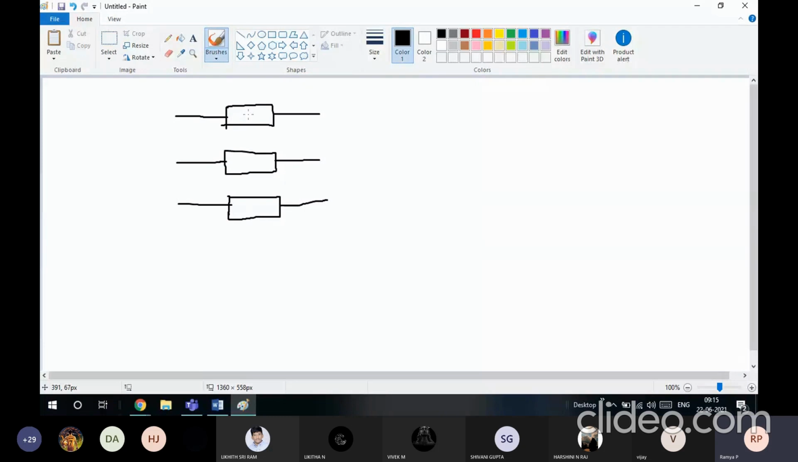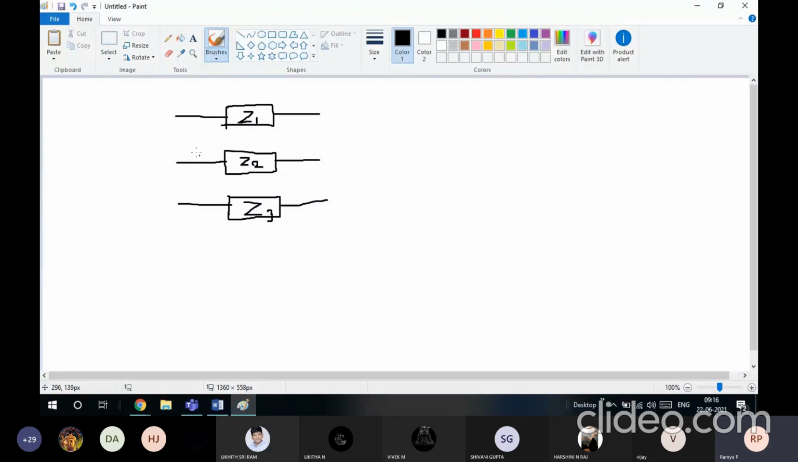Suppose I have this box which is having a resistor or capacitor, whatever the series, but it will be having an impedance of Z1. The second component will be having an impedance of Z2, and the third component will be having an impedance of Z3. So I have three components which are connected in parallel.